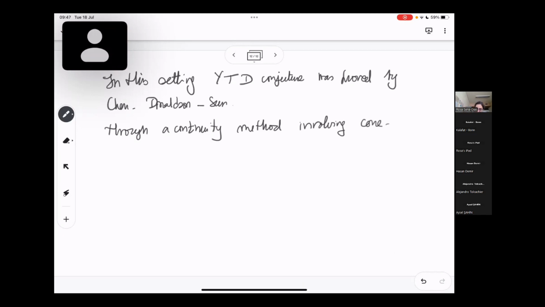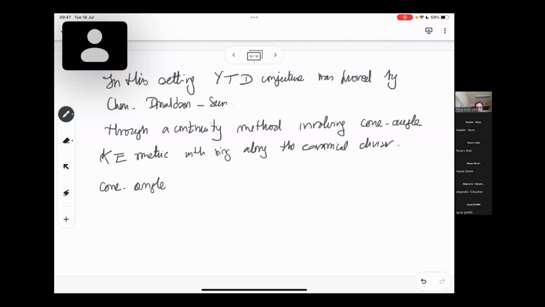involving a cone angle, so a singular metric, a cone angle Kähler-Einstein metric, with a singularity along the canonical divisor. And the only thing I want you to take out of this is that cone angle metrics, so metrics with a certain singularity along a divisor, became interesting to Kähler geometers. Maybe they were already before, but they became really interesting to Kähler geometers these days.